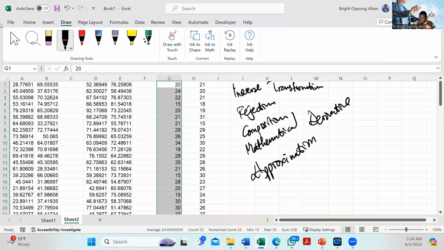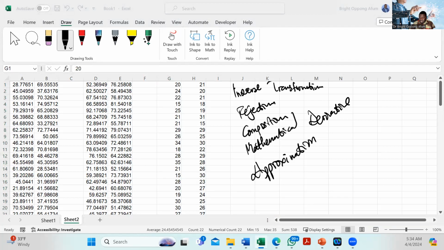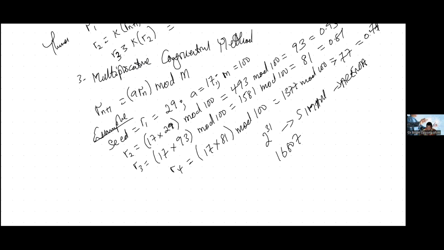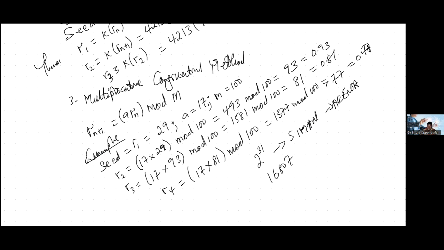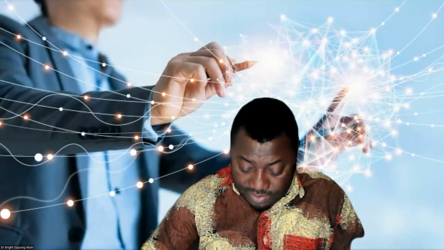So we can go back to our whiteboard and take an example using the inverse transformation method. But before we do that, let's go back to Excel and replicate this multiplicative congruential method in the Excel environment. I think we'll be able to do that before we look at the inverse transformation method. Let me bring back the Excel sheet.